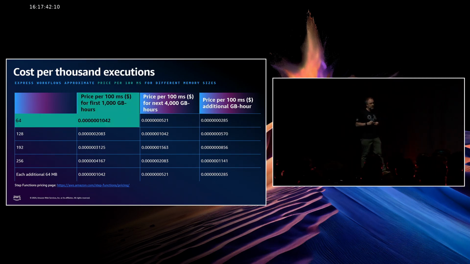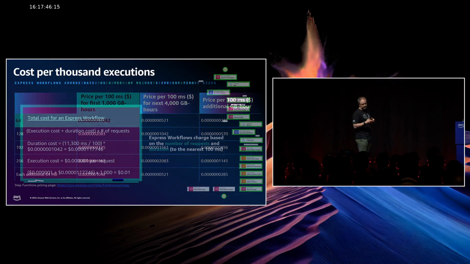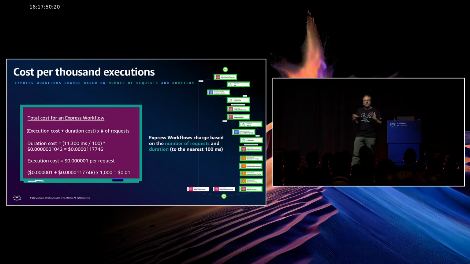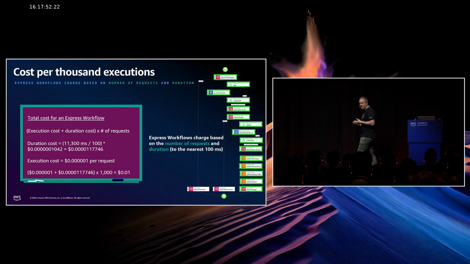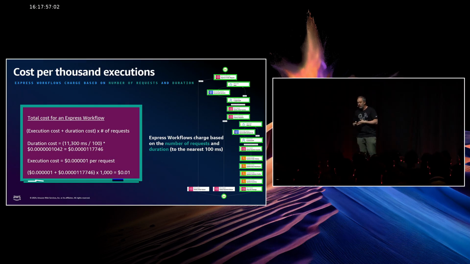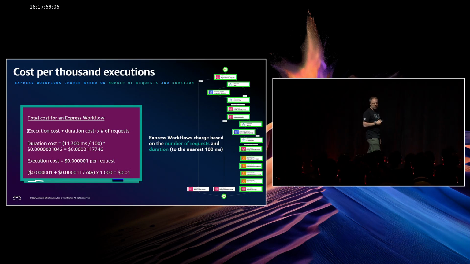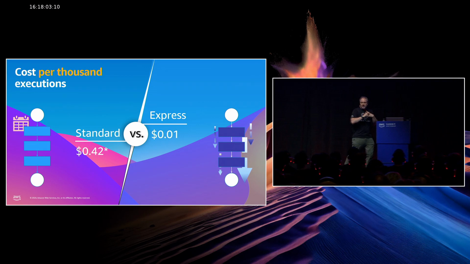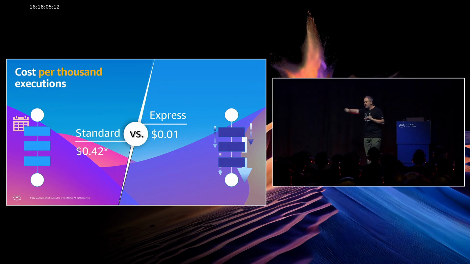This is the price per 100 milliseconds for the first 1,000 GB hours, right? I put that back into my formula. This workflow takes on average 11.3 seconds to complete. I run it 1,000 times, and that's how I get my final result of $0.01. So if you extrapolate this out, that was just 1,000 executions.